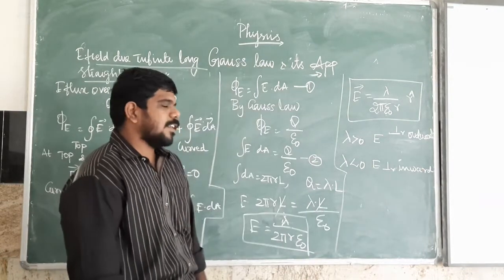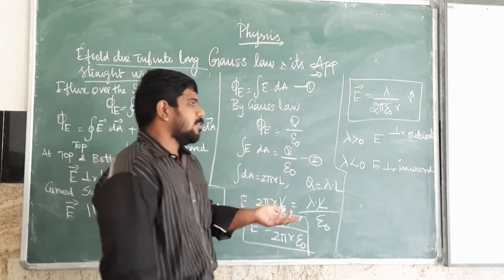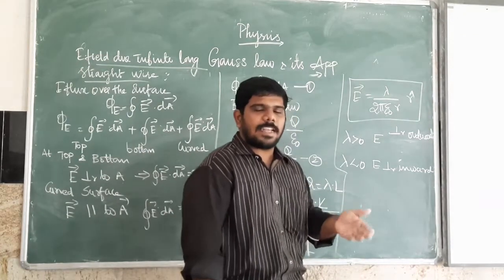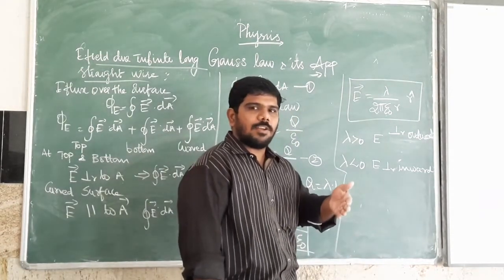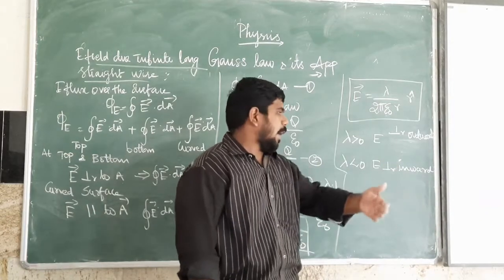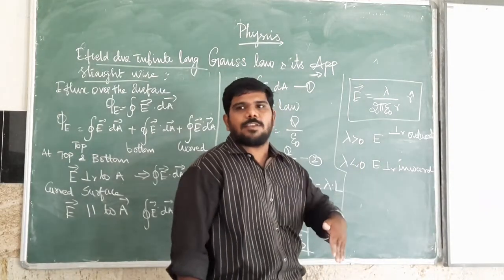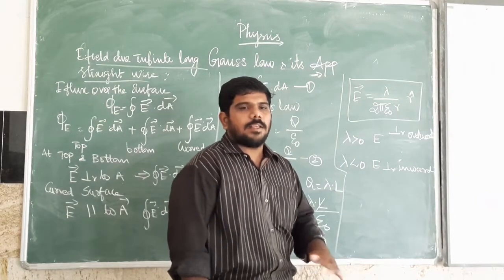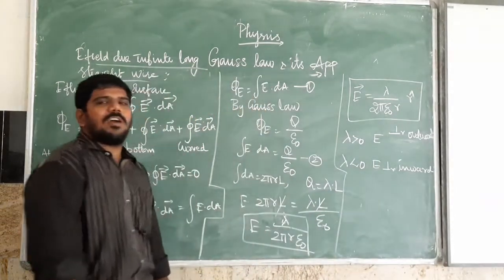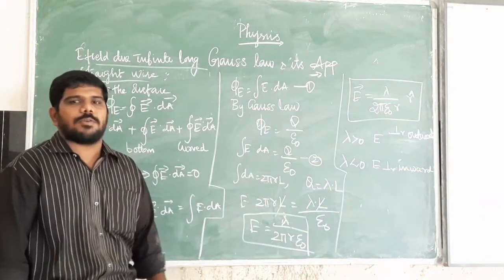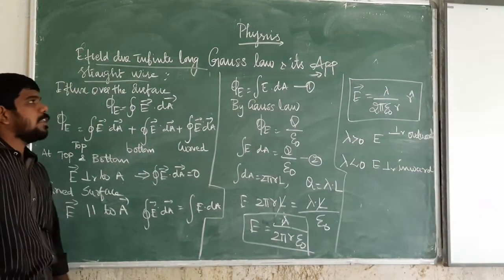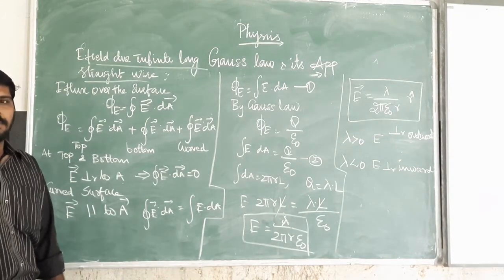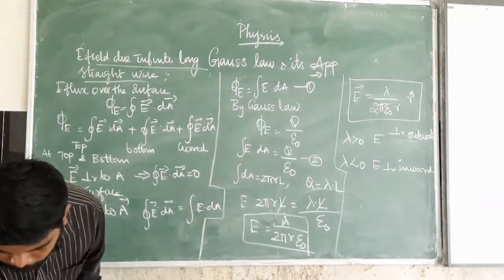So what's the last point? We take a charge density lambda. If lambda is greater than 0, the electric field will be perpendicularly outward, and if the charge density is less than 0, the electric field will be perpendicularly inward. Clear? So this much you have to write. This will be one of the repeated important 5 mark questions: electric field due to an infinite long straight wire. Clear?